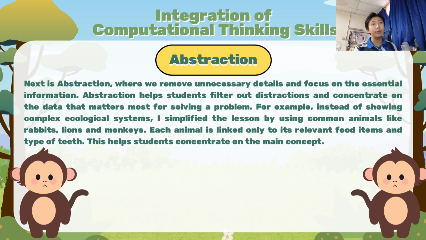For example, instead of showing a complex ecological system like a food web, I simplified the lesson by using common animals like rabbits, lions, and monkeys. Each animal is linked only to its relevant food items and type of teeth. This helps students concentrate on the main concept.